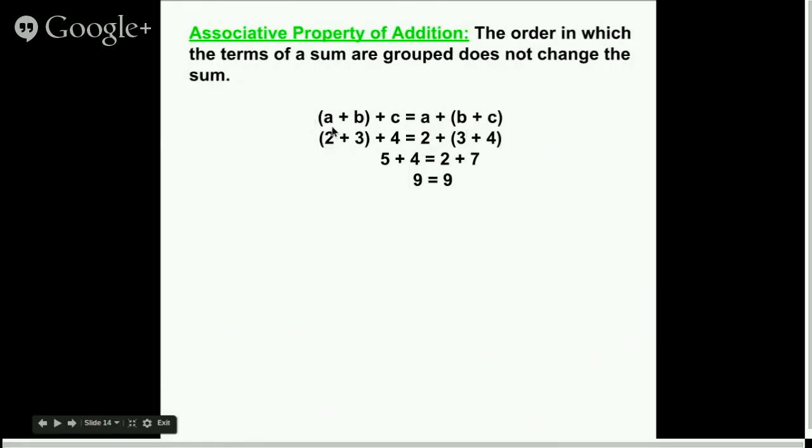You could group A and B together. You could group B and C together. Either way, you'll still get the same answer. There's that mid step here. So 2 plus 3 is 5, plus 4 is 9, or 3 plus 4 is 7, plus 2 is 9. So either way, you get 9.